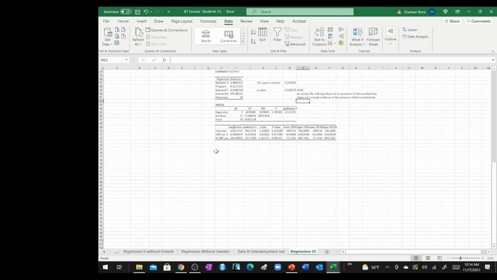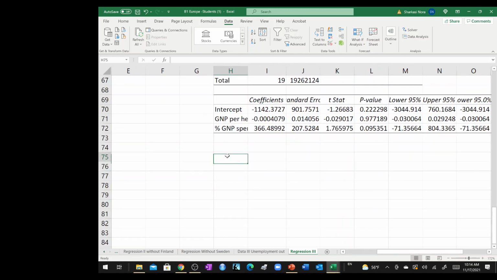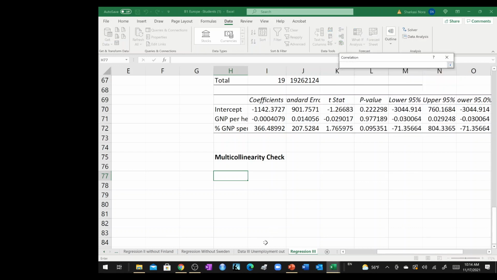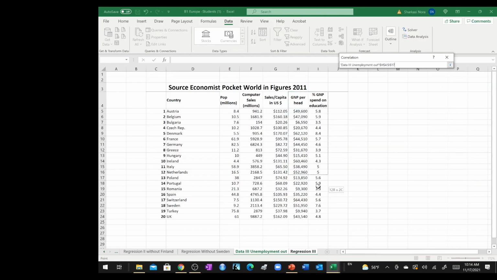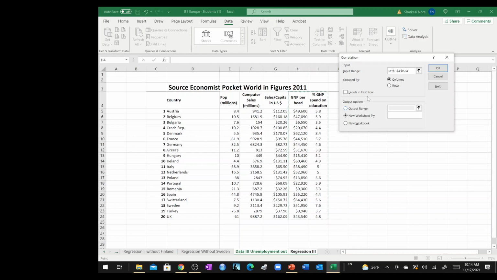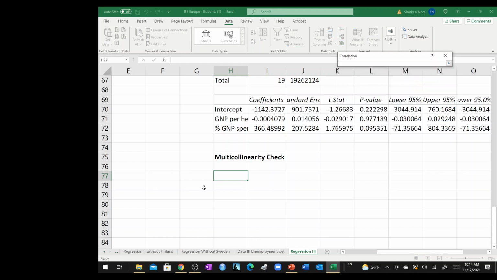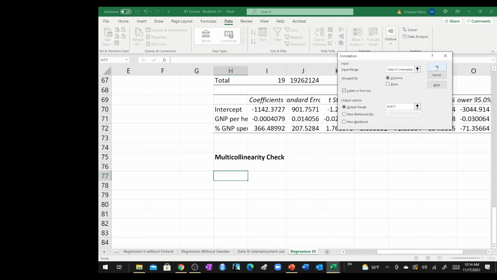Now we go to multicollinearity. With the multicollinearity check, it was a habit that we start with the correlation, and we check the correlation among the independent variables. So we take these two independent variables with their labels, and we take the output to be here.